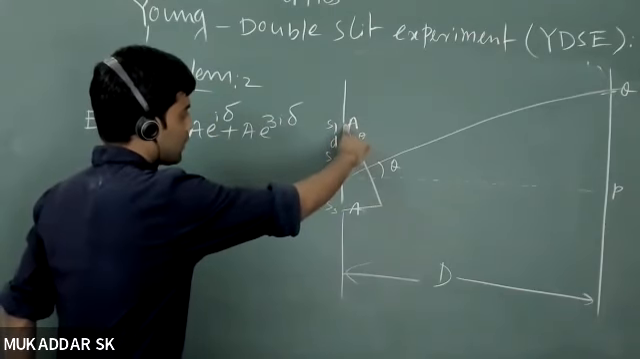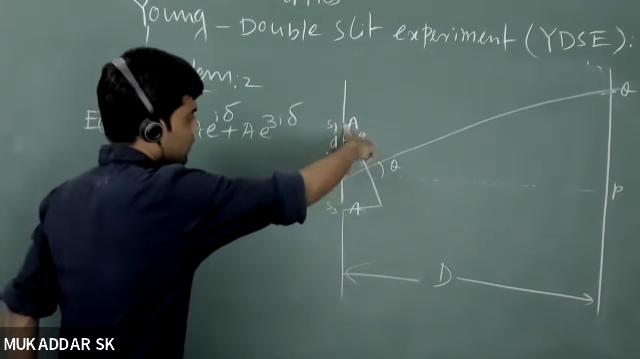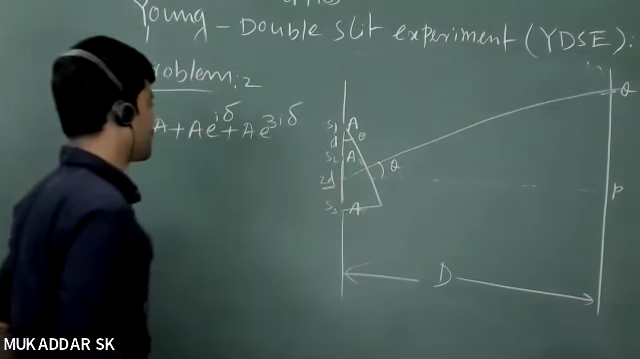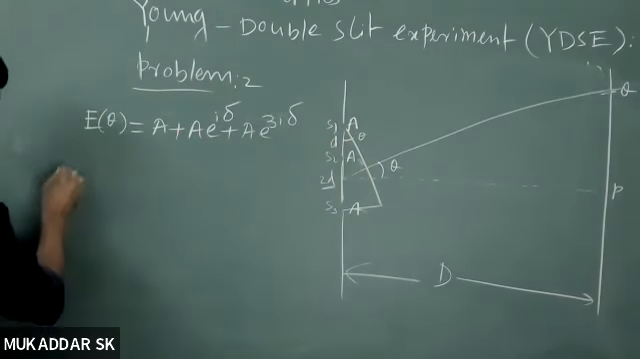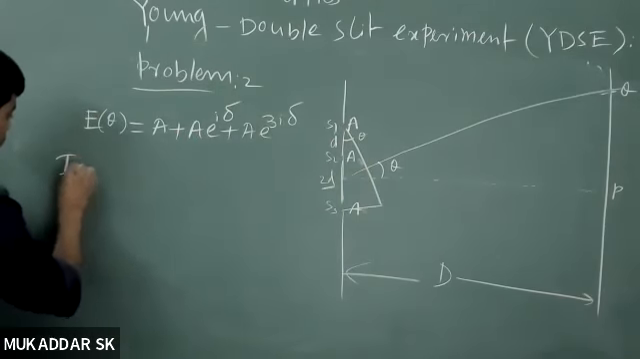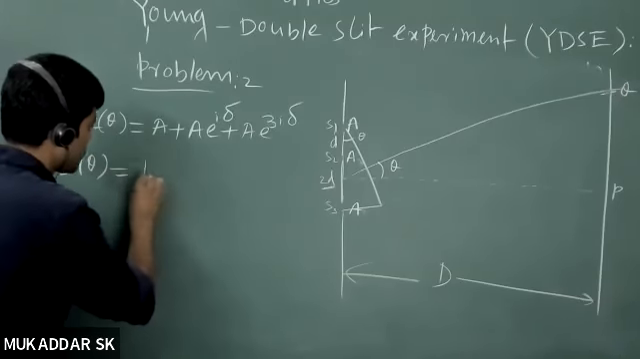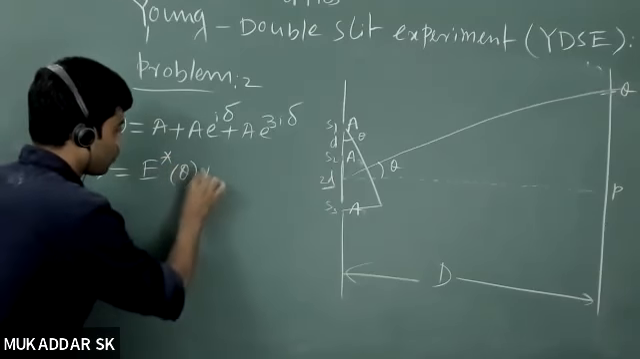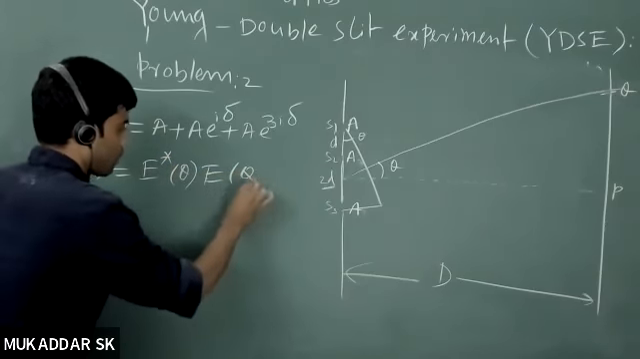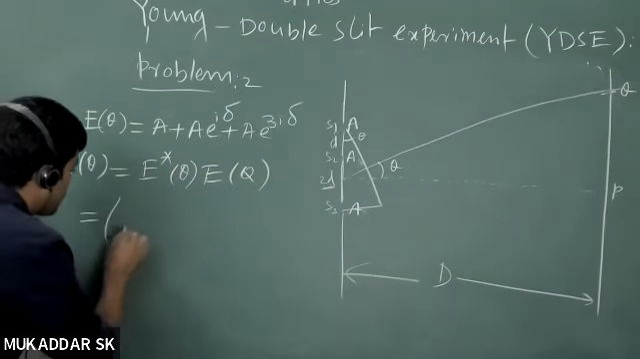So phase difference between S1 and S2, that is delta, then the phase difference between S1 and S3, that will be 3 delta. So if you know the amplitude, now you can easily calculate the intensity. Intensity at point Q will be how much? That will be your E star at point Q into E at point Q. Okay. So if you substitute it, you will basically get.